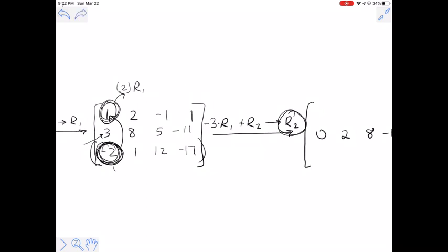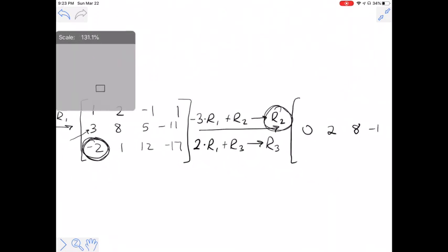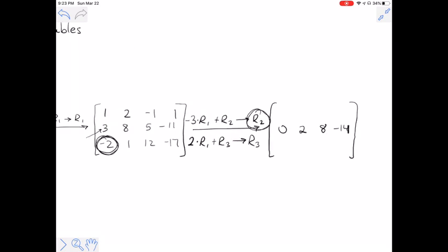It's 2 times row 1, which is going to make this a 2, but then I'm going to add that to row 3, so 2 times row 1 plus row 3, and that's going to give me new entries in row 3. So let's see what that looks like.